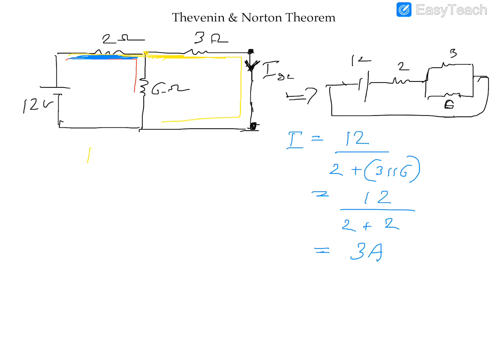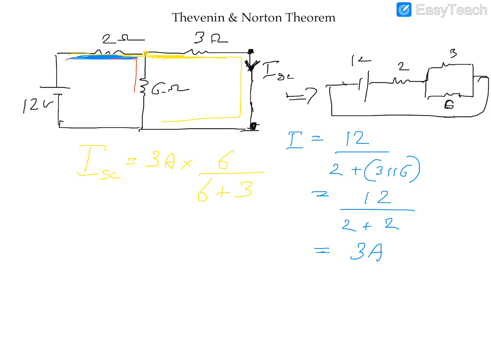So that current is going to be, using the current divider rule, 3 amperes times the resistance in the other branch, which is 6 ohms, divided by the resistance in both the branches, 6 plus 3. So that is known as the current divider rule.